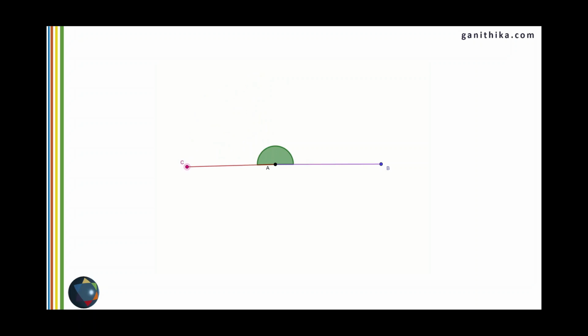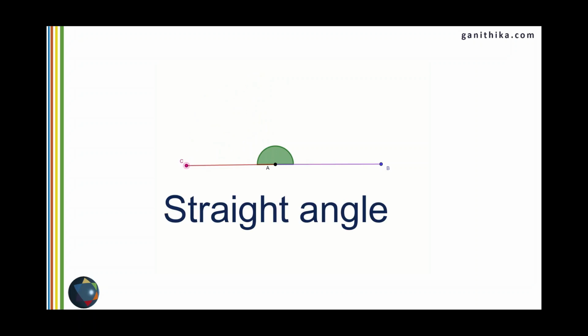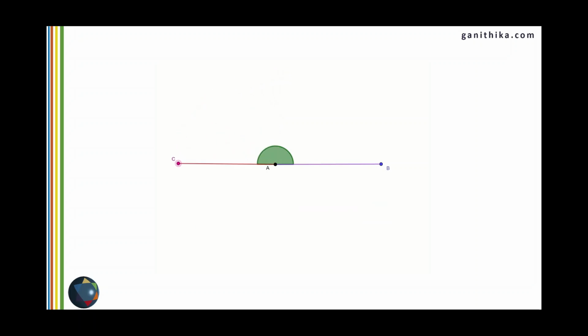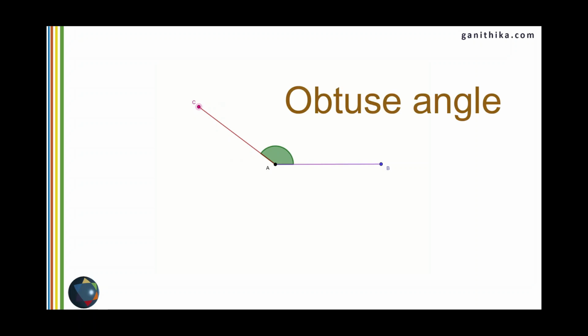I can move the angle away from the right angle and make it into a straight line so that CAB makes a straight line. And in that case, it is called a straight angle. And the angle between the right angle and the straight angle is called an obtuse angle. So in this case, if I keep AC in this position, the angle formed is an obtuse angle.